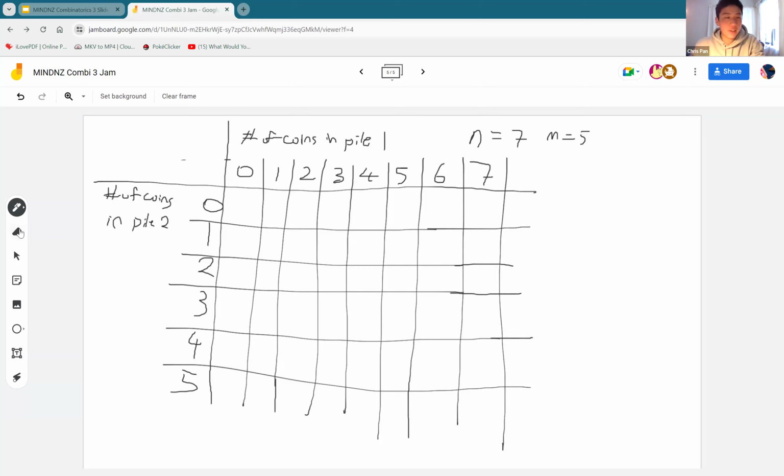Okay, so we start in this cell right here. This one right here where we have 7 and then 5.